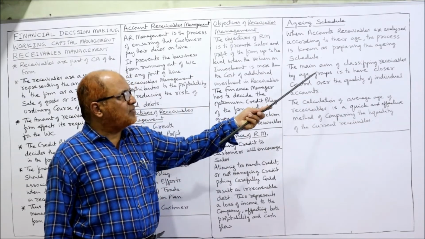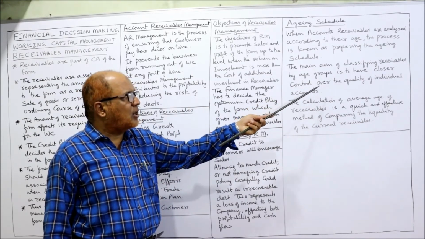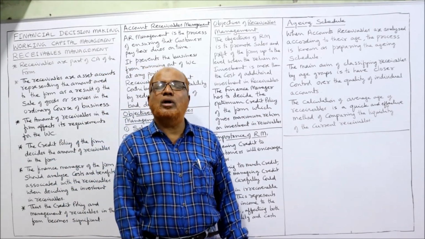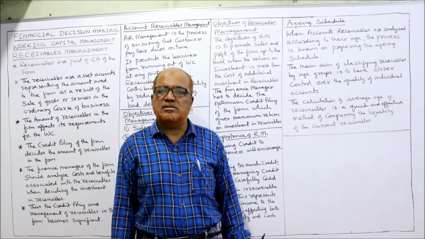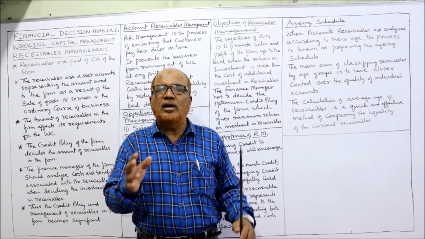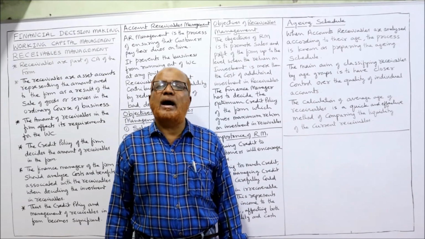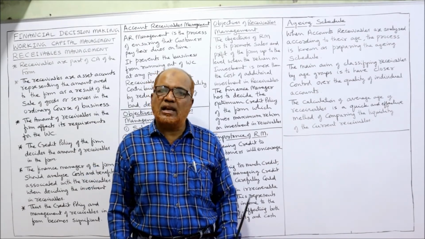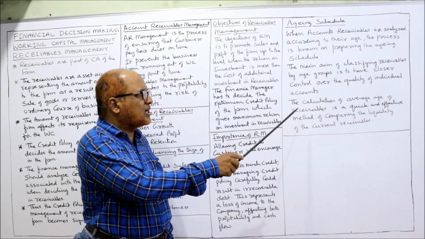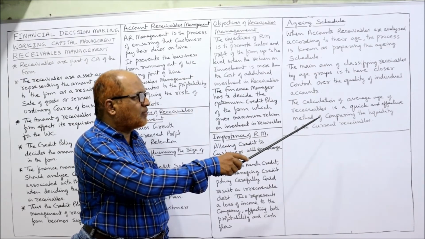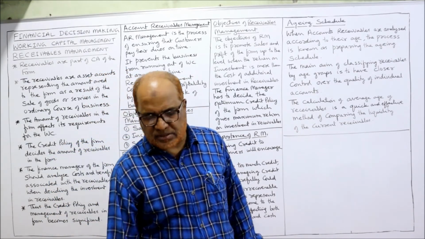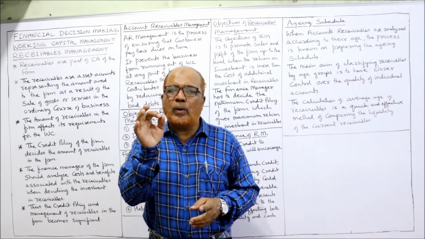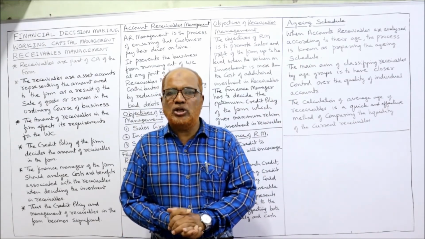The main aim of classifying receivables by age group is to have closer control over the quality of individual accounts, to keep a close watch on the quality of the receivables. If we make this aging schedule, definitely we can be able to control the bad debts. Our recovery process will be accelerated. The calculation of average age of receivables is a quick and effective method of comparing the liquidity of current receivables. In order to evaluate whether our receivables are good or not, the quick method is to prepare the aging schedule.